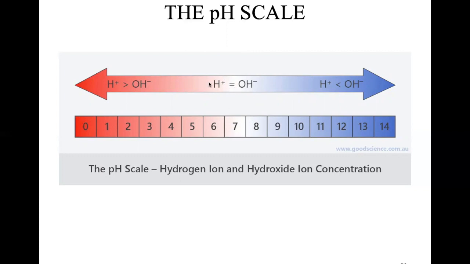As you are moving towards the strong acids, what is happening? The H positive concentrations are going to increase more and more. And that means H positives are more over here and your OH negatives are fewer.